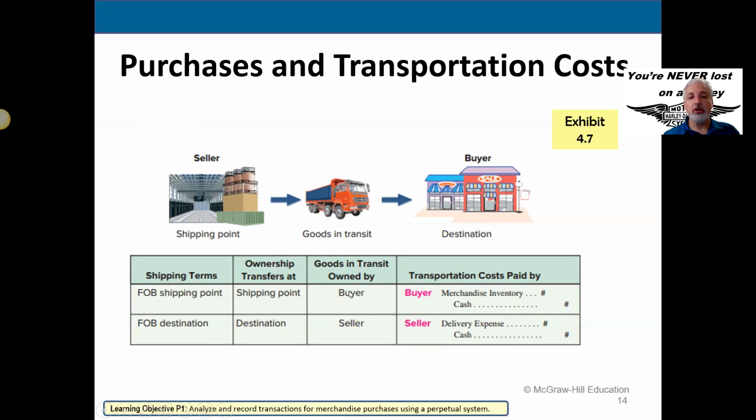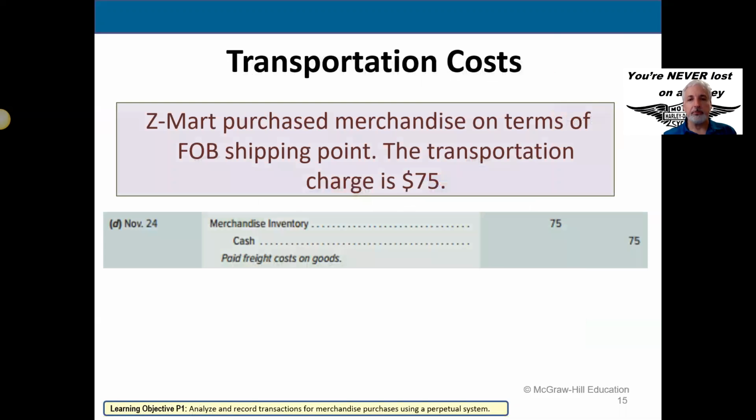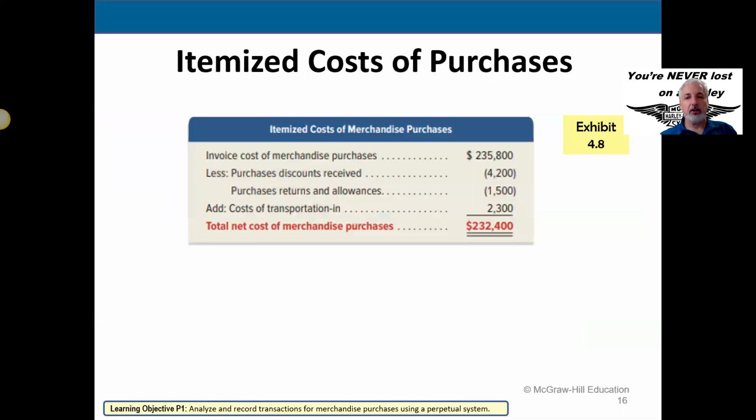So goods in transit, who owns it and who's responsible? We get merchandise inventory, cash, and transaction costs paid by the buyer. It's going to go into inventory. If it's paid for by the seller, this is a delivery expense. So there's a shipping out expense that a seller can have, but the shipping in a buyer does not have. Terms, FOB shipping point, $75 in transportation charges. You'll see that in the book. I'm not too worried.